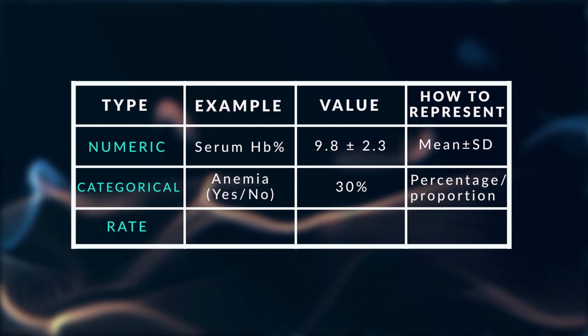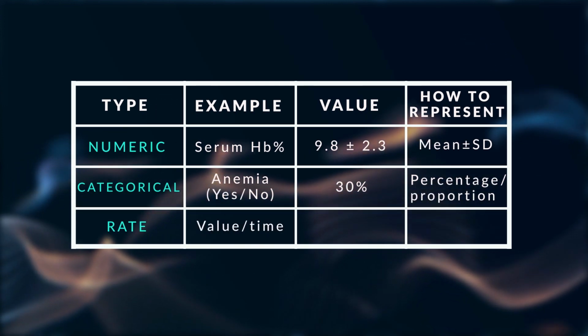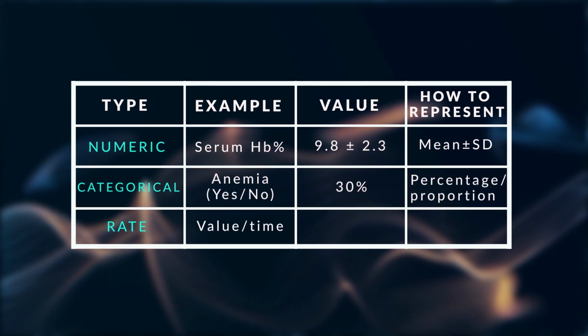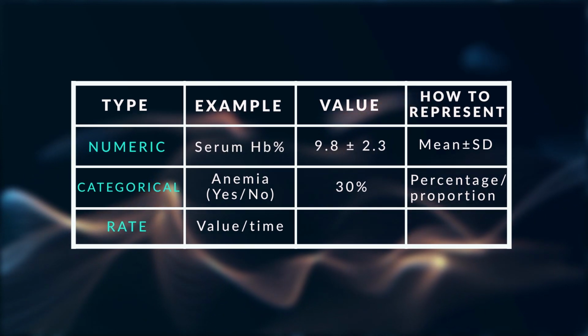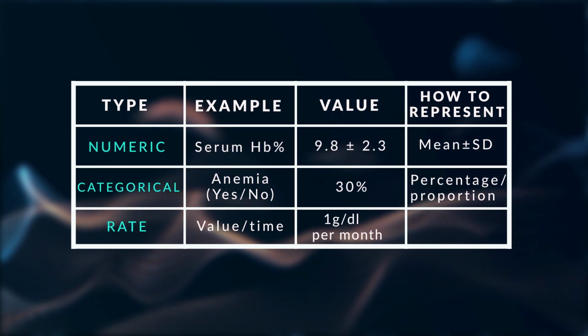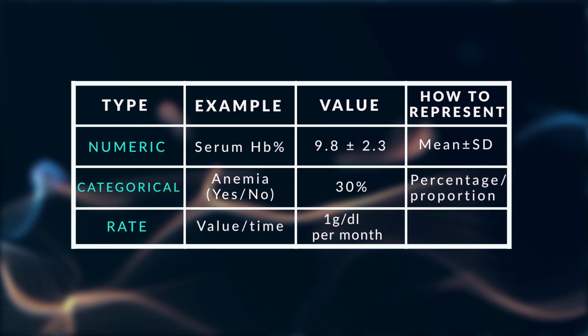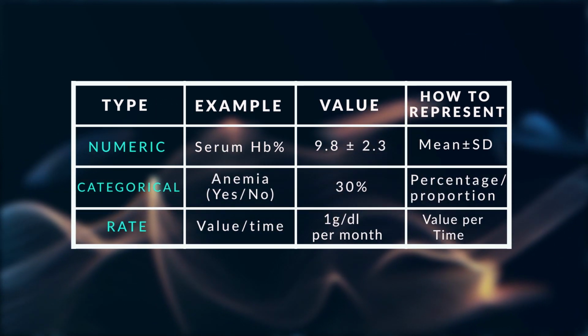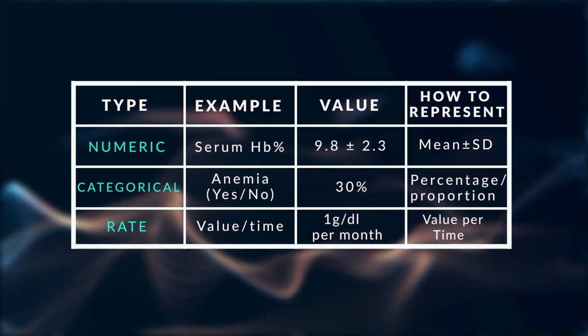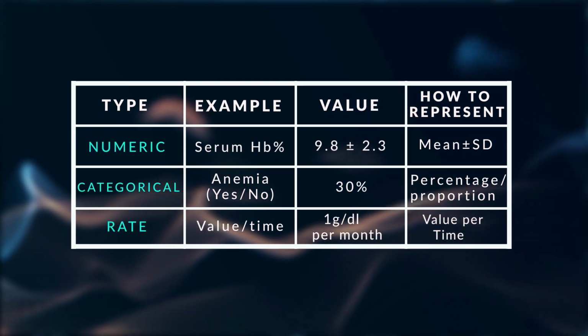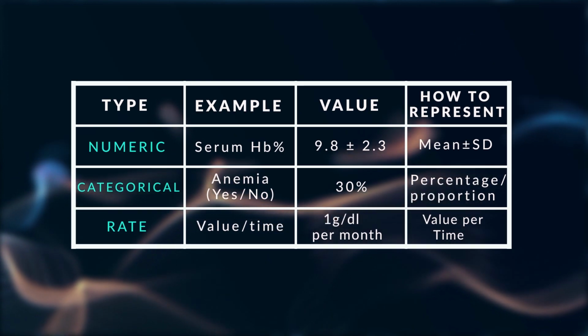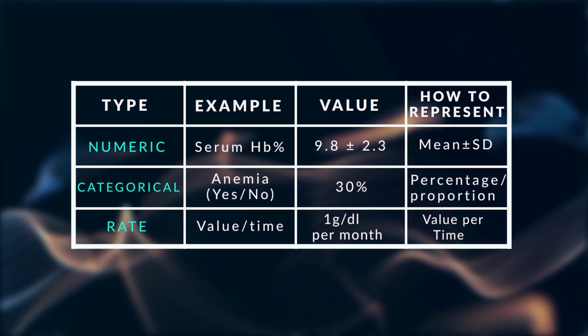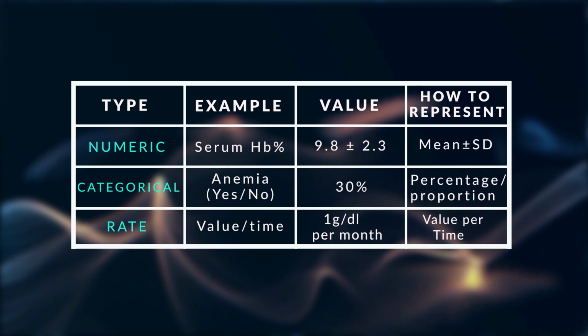The rate is usually expressed with a time component. For example, after giving a treatment, I want to see the rate of increase in hemoglobin per month. So it is expressed as number per time period. For example, 1 gram per deciliter increase in hemoglobin per month. These are the three key types of outcome variables. You need to have an understanding what is your outcome and what type it is.